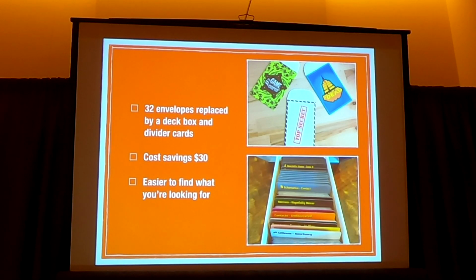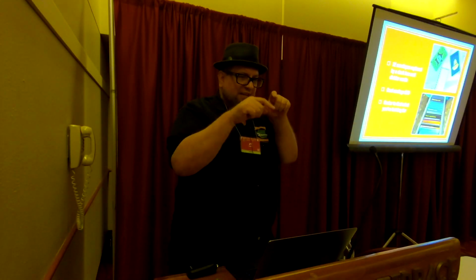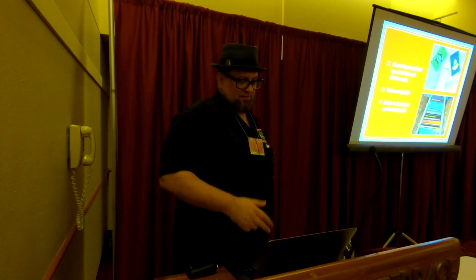So I saved by switching to a deck box, which you can see down below, with divider cards to set that all up. I have the exact same content, organized exactly the same way, but I saved $30, and it's way easier to find what you're looking for because you don't have a pile of envelopes that can get scattered to the wind. You just have an index that you're thumbing through, and it's already in order, right? I know exactly where in the box I'm going to find that thing. $30 saved and time saved. It's a better game because of that.